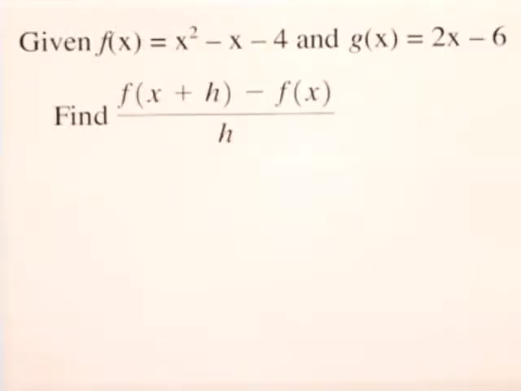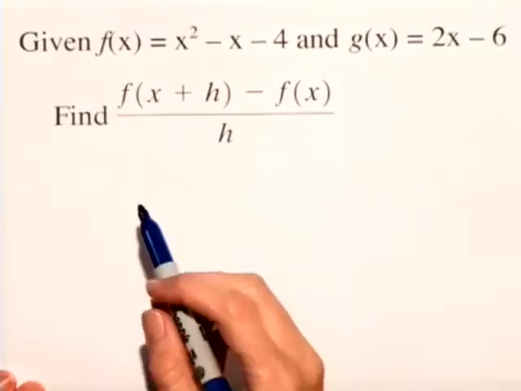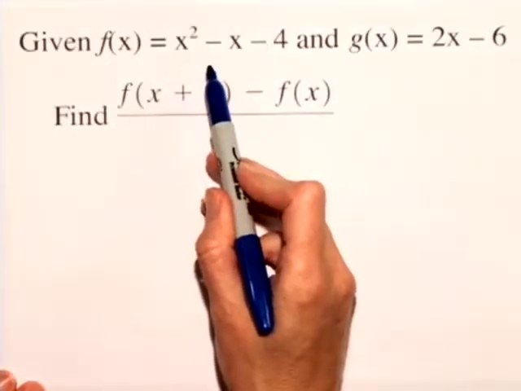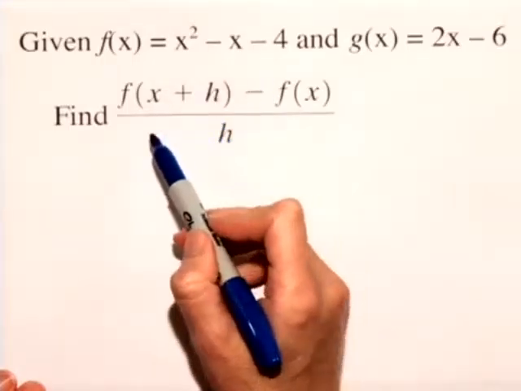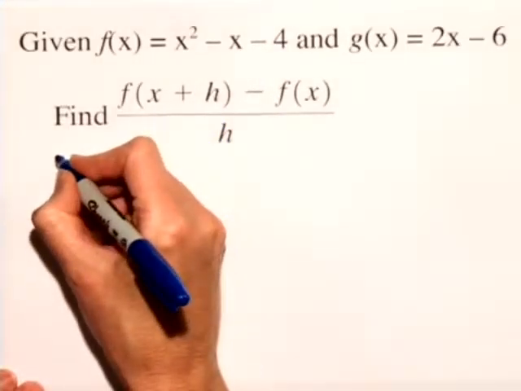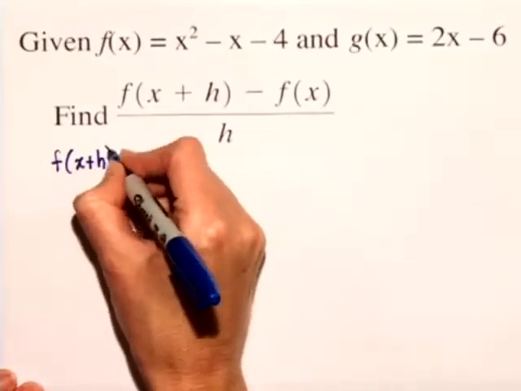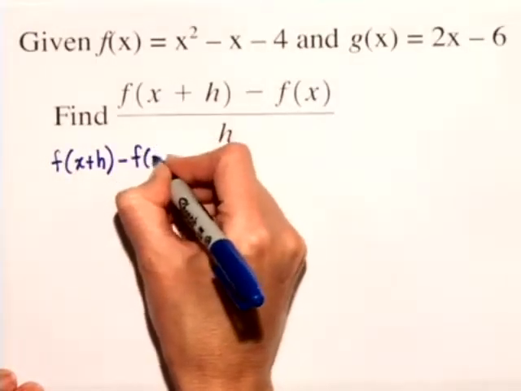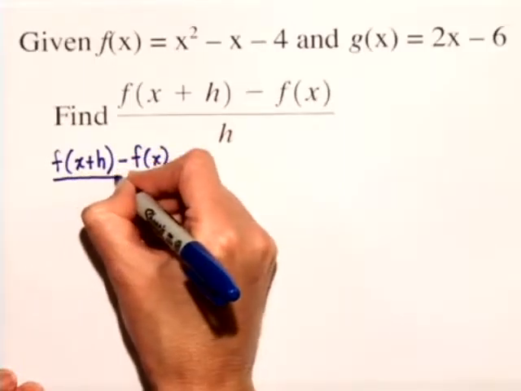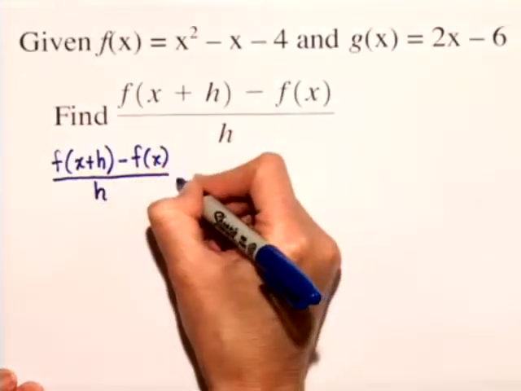In this example, we're given a function f of x, and we're asked to find f of x plus h minus f of x, all divided by h. So let's take a look at the function. We have f of x equals x squared minus x minus 4. And we'll do some substituting in here. So we're asked to find f of x plus h minus f of x, all divided by h.